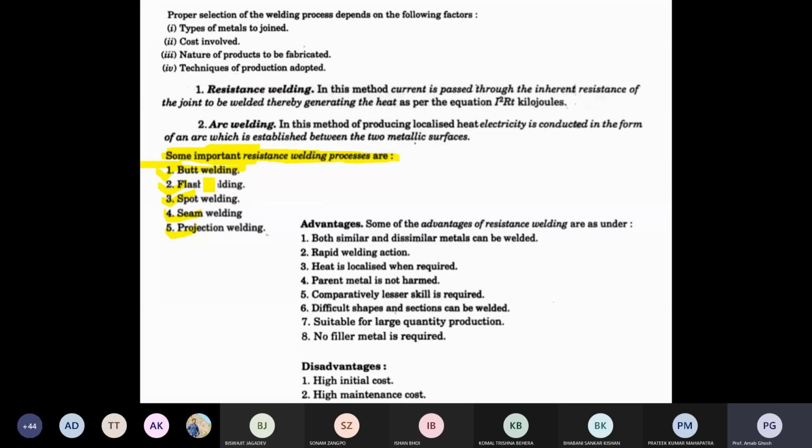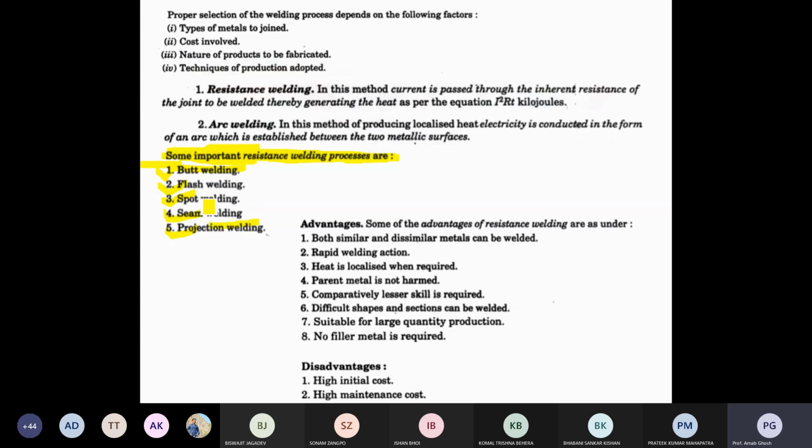What is butt welding? All of you know the butt joint. It means two metal or non-metal pieces, whatever your pieces may be. You are supposed to use some filler material to join the two areas. Then you may use resistive heating methodology for it. Then flash welding is there; one by one I am coming to that. Then spot welding, seam welding, and finally projection welding. These five are the most important.